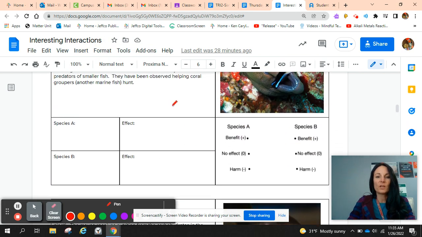Now, remember, this is mutualism, so there are other things that could happen. If something is being harmed, that's a negative, and that's where you would use these other ones. And if something is not being affected, like commensalism, that's where you would use this one.